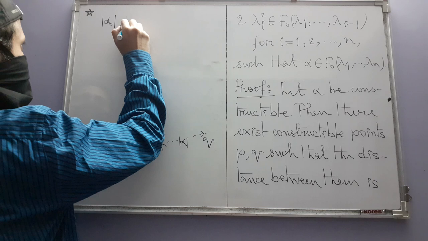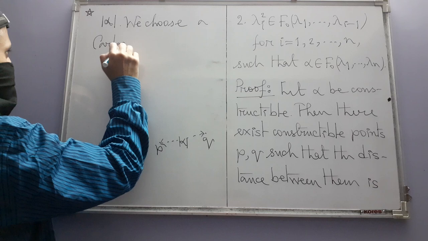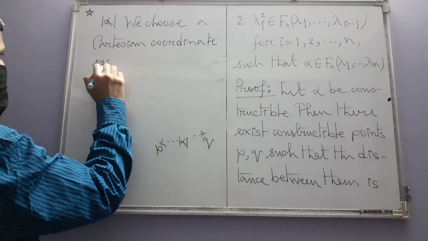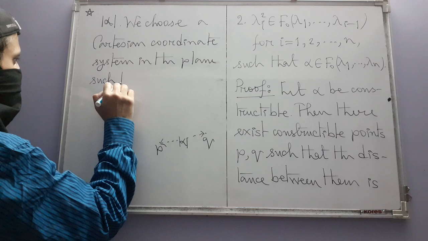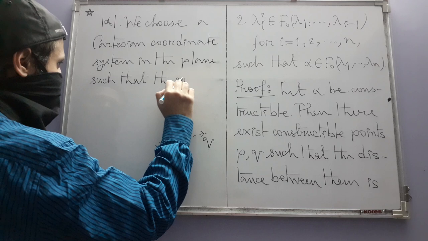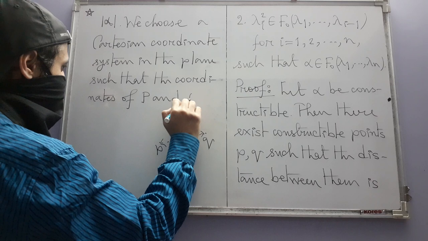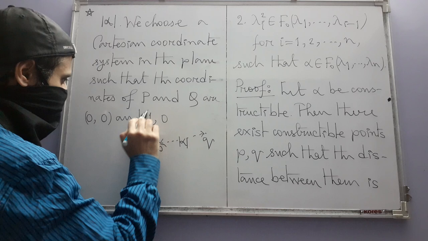We choose a Cartesian coordinate system in the plane such that the coordinates of capital P and capital Q are 0, 0 and 1, 0 respectively.